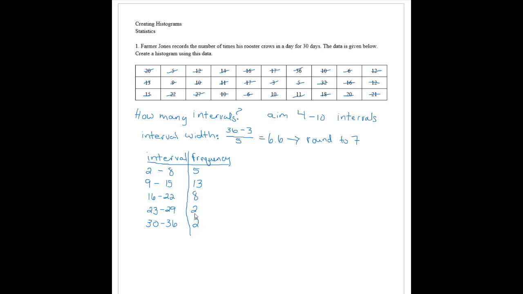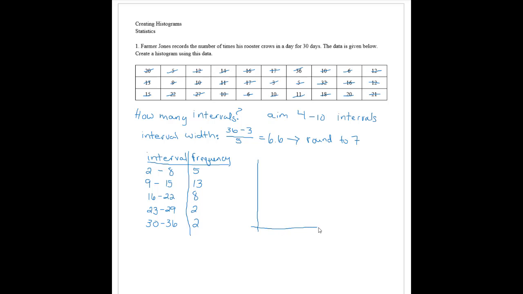Now I always quickly just count these up again just to make sure that I have all of my data points covered. So 5 plus 13 is 18, plus another 8 is 26, 28, 30. Good, we've gotten them all. From here, we're going to start constructing our histogram.